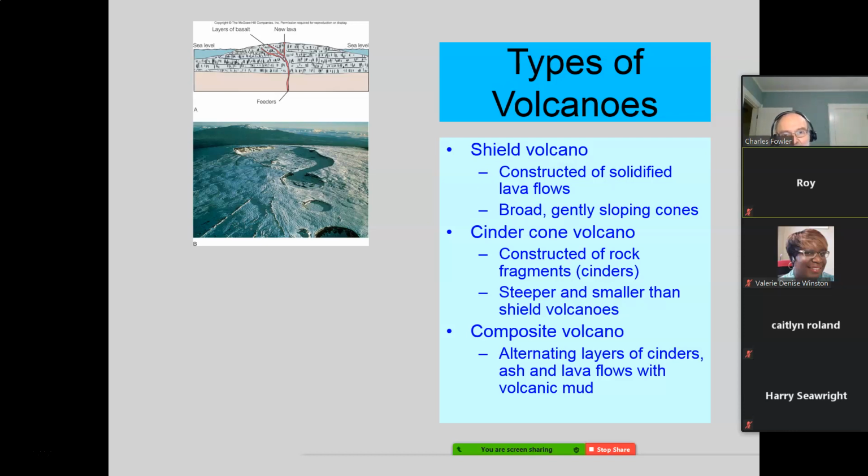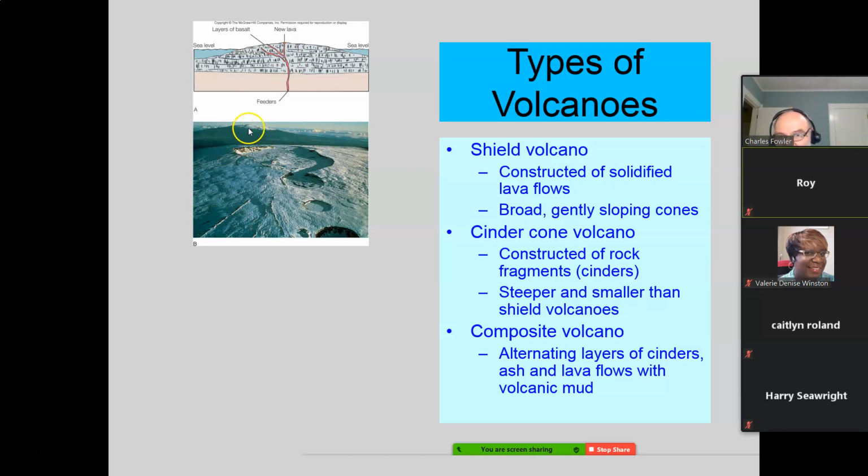And I wish I had a picture for what a cinder cone volcano is. It's constructed of mostly rock fragments, or those cinders. They're usually steeper, but also smaller than the shield volcanoes. See, the shield volcanoes are very, very gradual slopes, but can be quite large. This one is largely underwater, but still is quite large. Mauna Loa here is a pretty large thing.